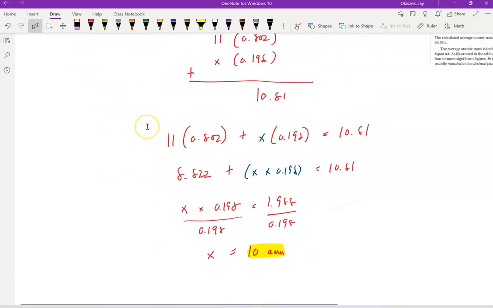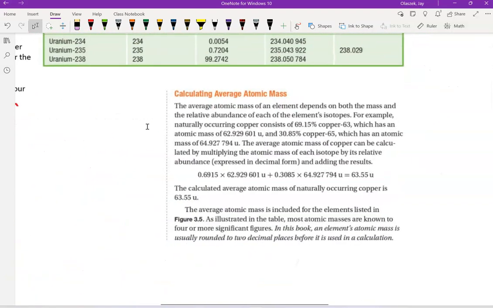If nothing I just said makes any sense to you, here's a good example for calculating atomic mass. And it says it's dependent both upon the mass and the relative abundance of each element's isotopes. So here it says copper 63 is 69.15% of the naturally occurring copper. It says it's got an atomic mass of 62.9, which rounds to 63. The rest of it is copper 65, which has an atomic mass of, round that to 65. That's 31% of it. You add those together, you get the average atomic mass, which we see to be here, 63.55.